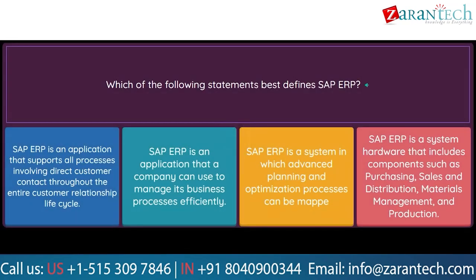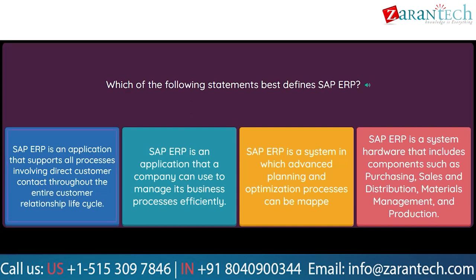Question, which of the following statements best defines SAP ERP? Option 1. SAP ERP is an application that supports all processes involving direct customer contact throughout the entire customer relationship life cycle. Option 2. SAP ERP is an application that a company can use to manage its business processes efficiently.